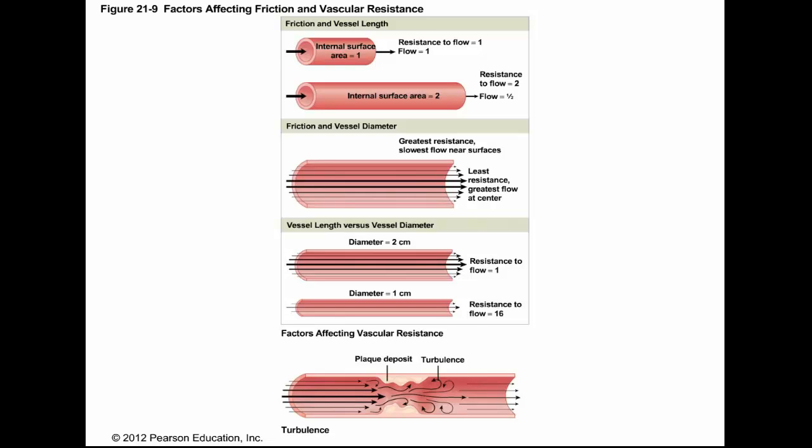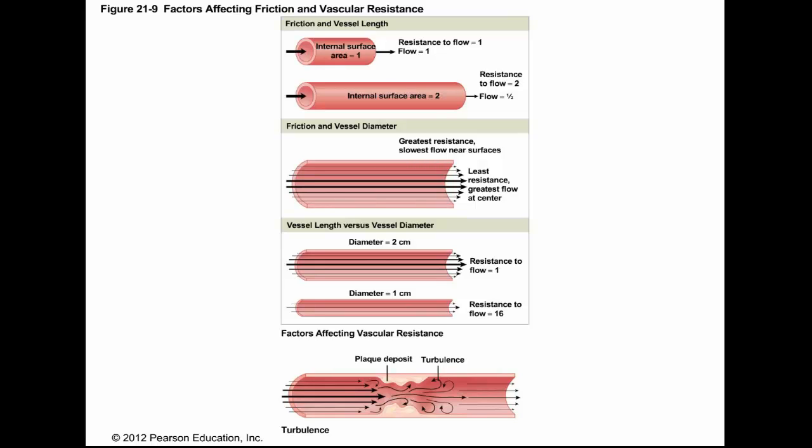If we look at an illustration of friction and vessel diameter, you can see that the least resistance is right in the middle of the vessel, where you've got blood just running against blood and not being caught up against the sides of the vessels.